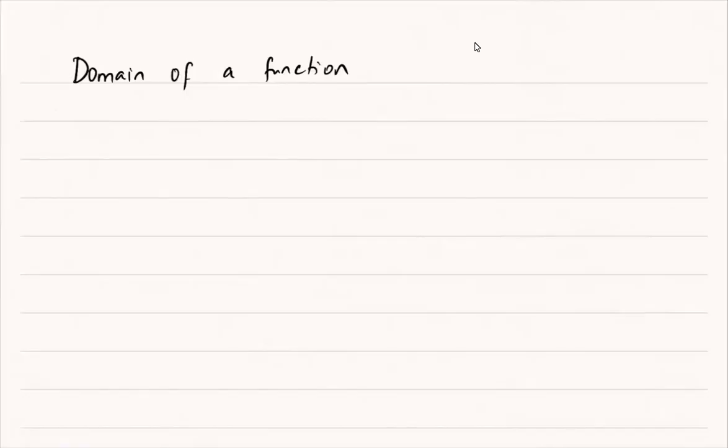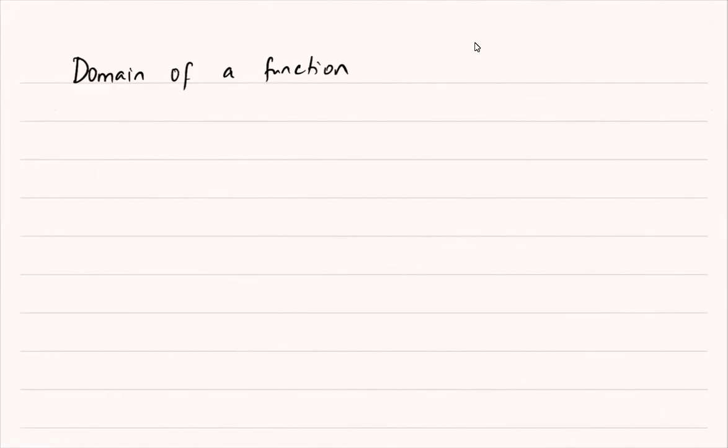In this video, we are going to see how to find the domain of a function. So if you want to recall what the domain of a function is, the domain of a function is nothing but the largest set of real numbers for which f of x is a real number. So basically, the largest set of inputs for which the output is a real number. That is what the domain is.